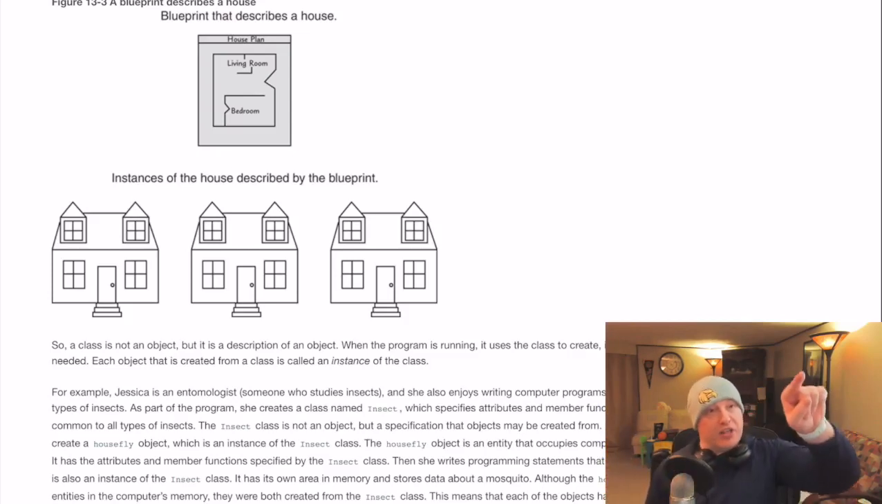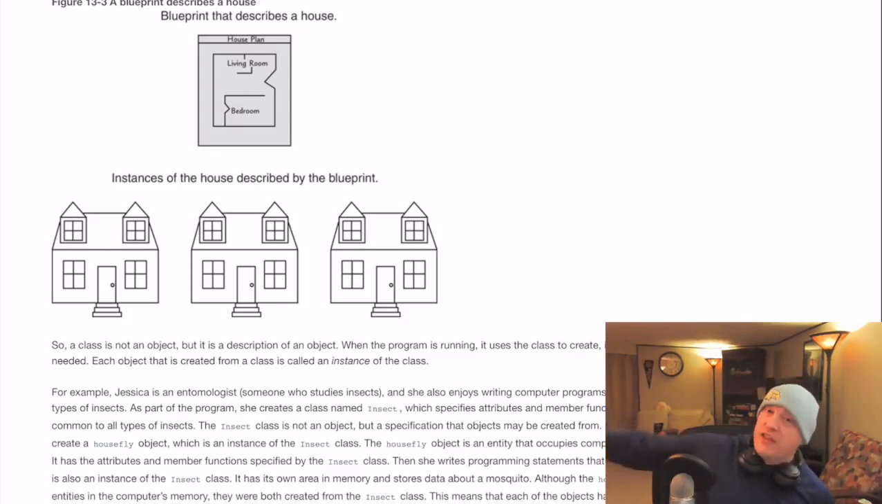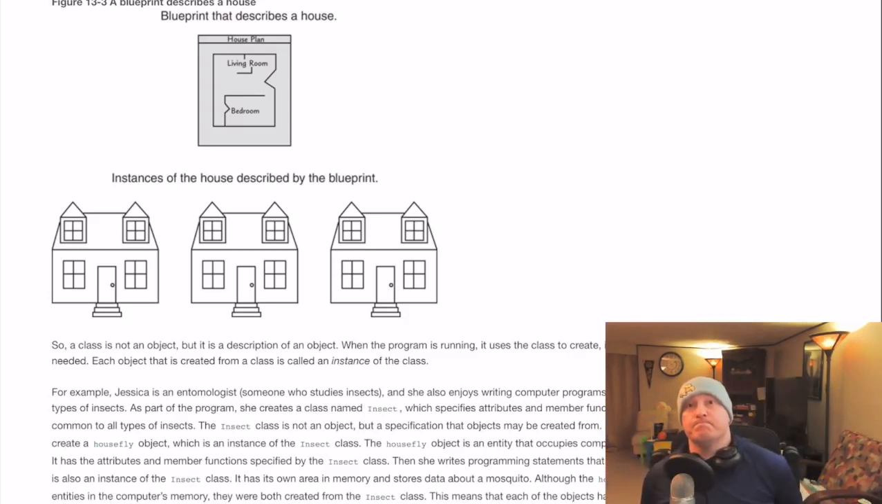This ranch, that colonial, this. I mentioned another one, Cape Cod. There we go. And those are the objects of a class.